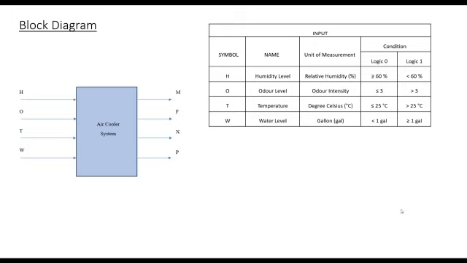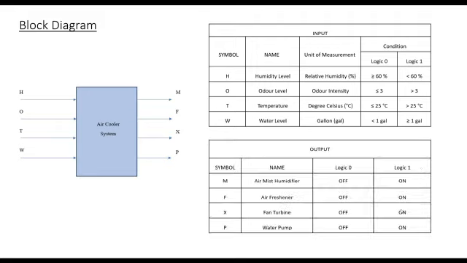And when the humidity level is less than 60% relative humidity, odor level greater than 3 odor intensity, temperature higher than 25 degrees Celsius, and water level greater than or equal to 1 gallon, the condition of the inputs of the logic circuit will be logic 1. And the outputs of this system are the air mist humidifier, denoted by symbol M, air freshener F, fan turbine X, and the water pump P. When the output of the logic circuit is 1, this means that the output is on.